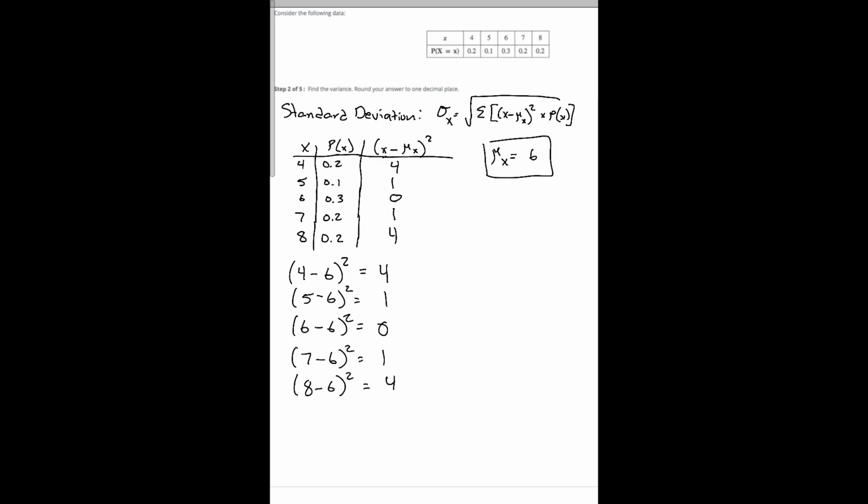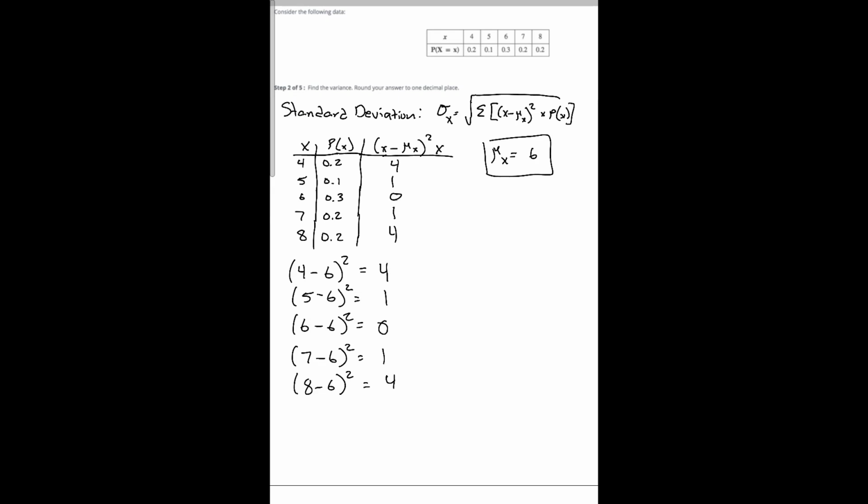Now, I'm going to add in one little piece into that third column. In our standard deviation, we have to multiply the x minus mu of x squared by the chances of it happening. Okay, that's part of the standard deviation formula. So now I'm going to take what I got for my x minus mu of x squared, and I'll multiply that by p of x. So when I do that, this would be, on the first part, 4 times 0.2, which gets us 0.8.